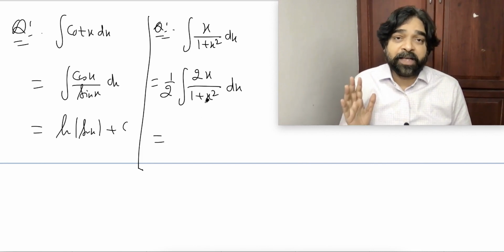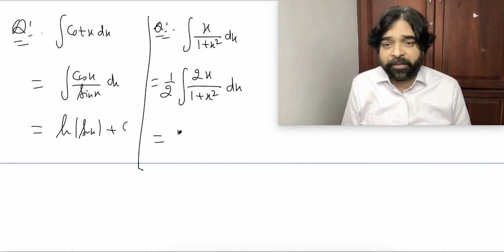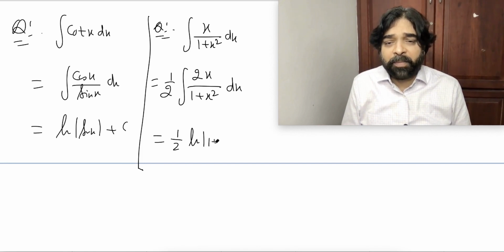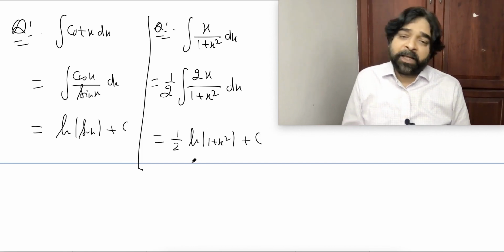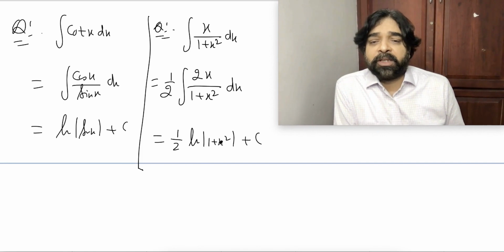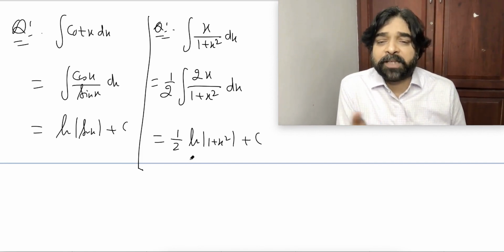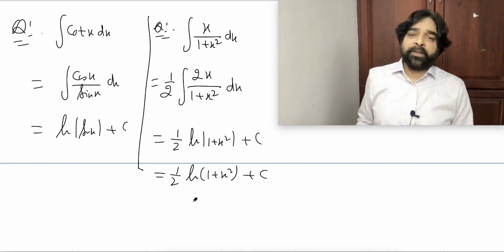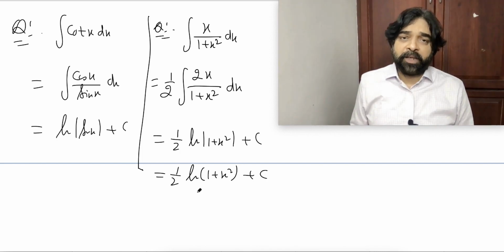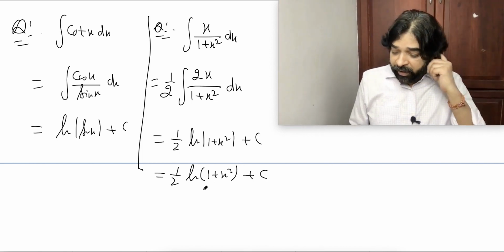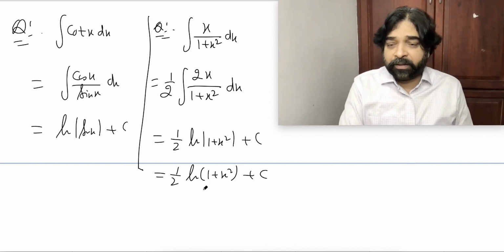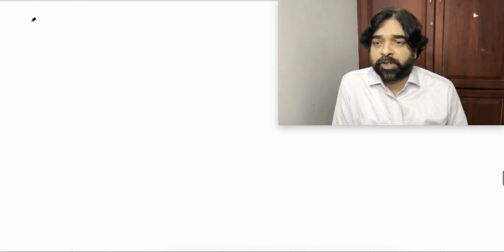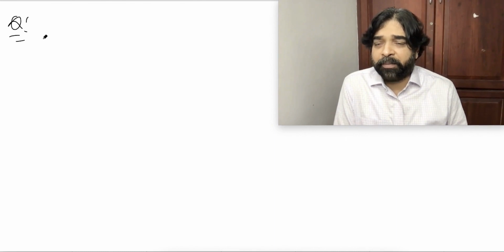So now this is exactly the desired form, f dash x by fx, and the integration of f dash x by fx will be ln mod 1 plus x square plus c. Sometimes in the books this mod will not be given because 1 plus x square is always positive. So you can write it this way also, ln 1 plus x square. Doesn't matter. Is this clear? Let's do some more questions.